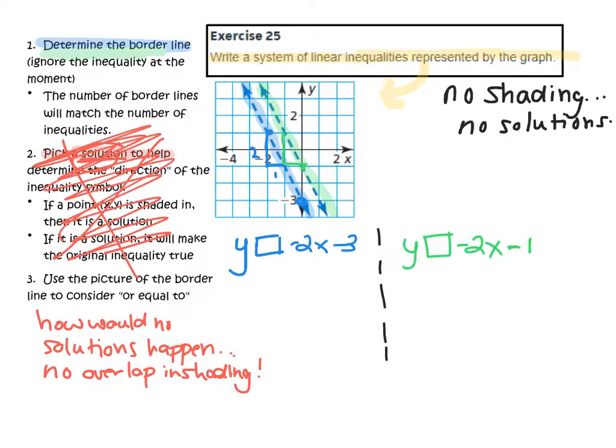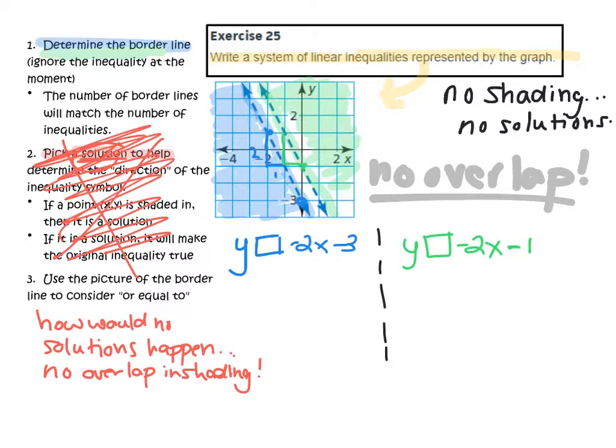And again, think about the other combinations. If I shaded on top of this blue line, no matter where I shade, either above the green line or below the green line, they overlap. So what I want to do is create a picture that has no overlap. So this is that picture. If it was shaded below the blue line and above the green line, there would be no overlap. So what I had to do is I imagined what were the solutions to the original inequality.